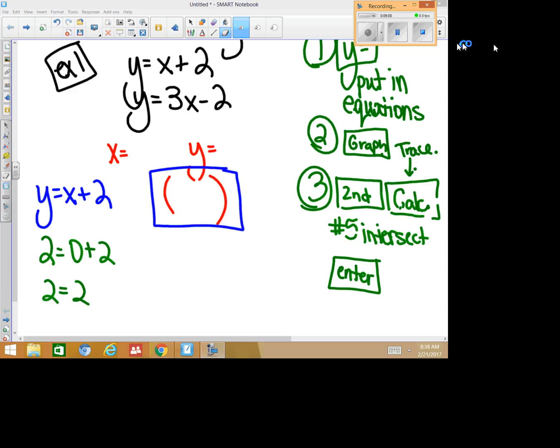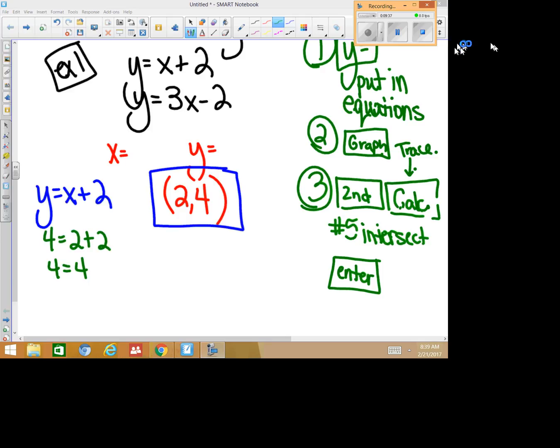There it goes. X equals 2, y equals 4. Okay. You have to keep hitting enter. It's wanting you to pick your lines. You see at the bottom it says first curve, second curve. Miss Deer, last week we found the intersection. Mine says y equals 3969697. You know, you messed up.